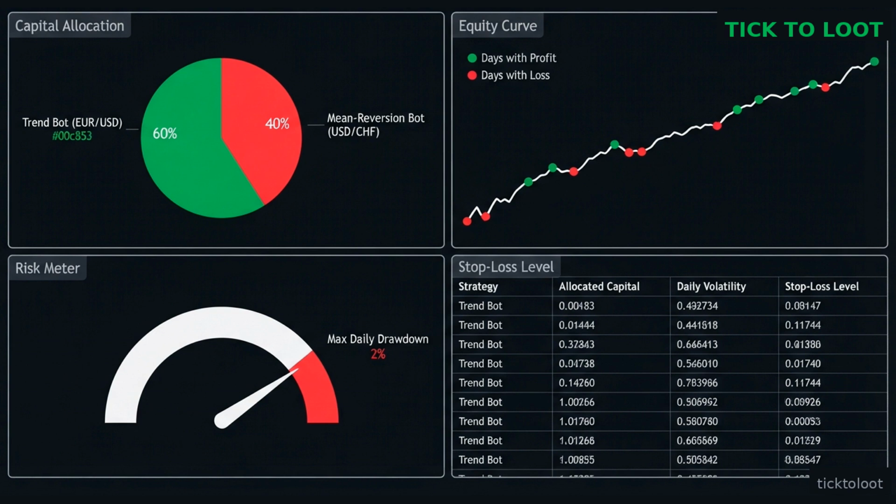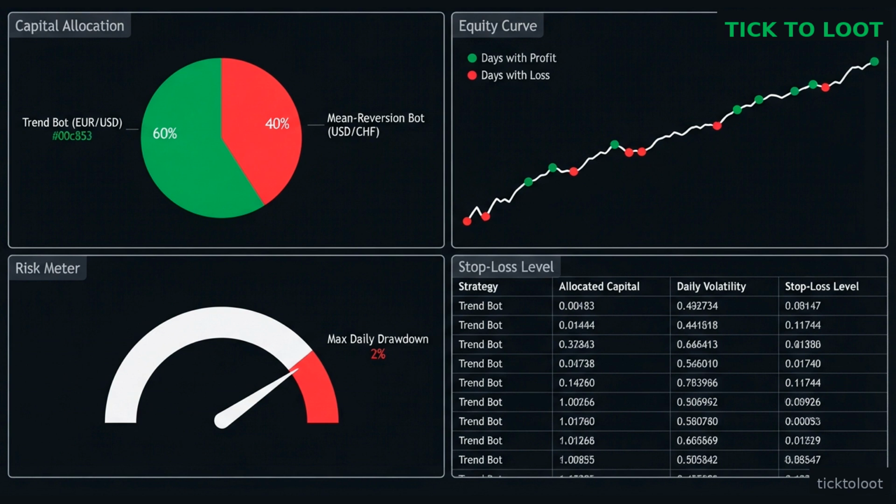The pie chart on the top left shows capital allocation. 60% of our account goes to a trend-following bot that trades euro to US dollar, and 40% goes to a mean reversion bot that trades US dollar to Swiss franc. By splitting the money, we ensure that a sudden drop in the euro does not wipe out the whole account, because the dollar franc bot may be doing the opposite.